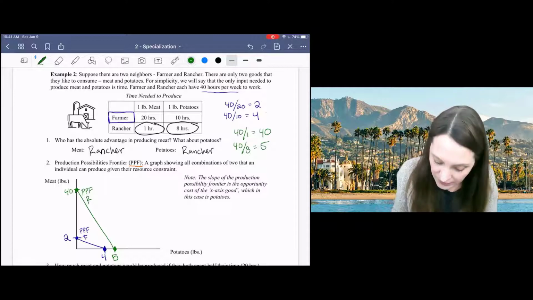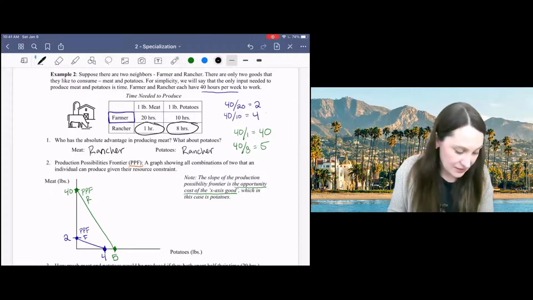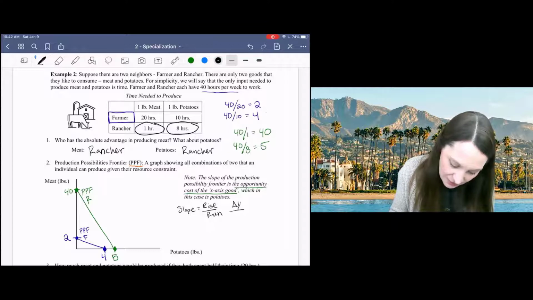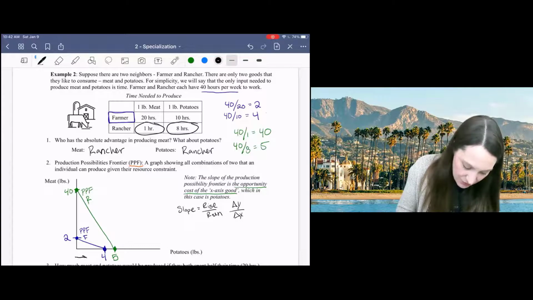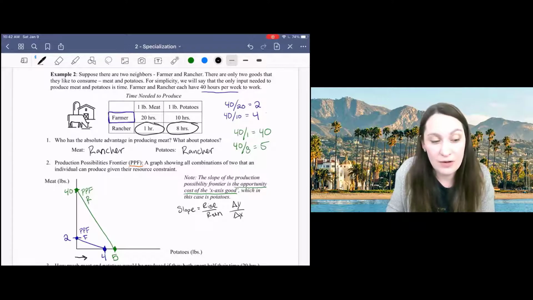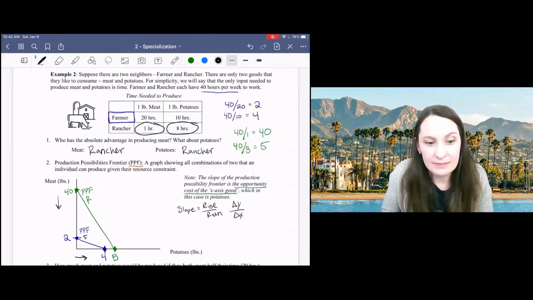We can interpret the slope of the production possibility frontier as the opportunity cost of the x-axis good. In this case, that's potatoes. Do you remember how we calculate the slope? Slope is rise over run. What does that mean? It means change in the y-axis over change in the x-axis. So for every unit we go over on the x-axis, if I increase production of potatoes by 1 pound, how much do I go down on the y-axis?